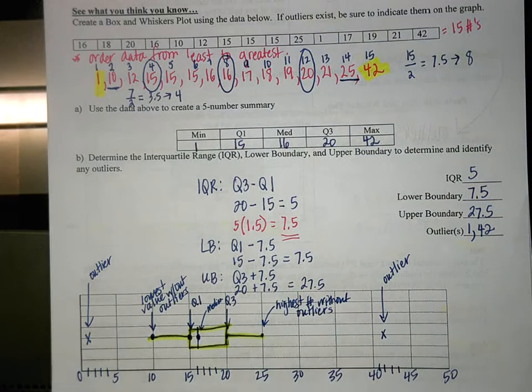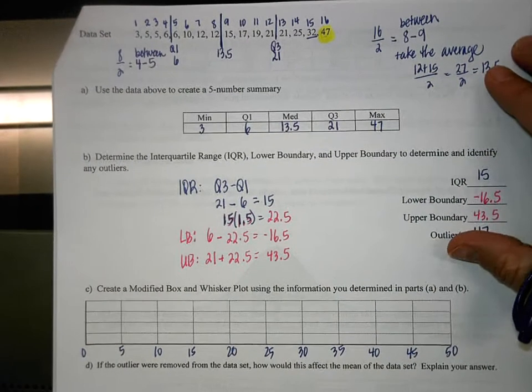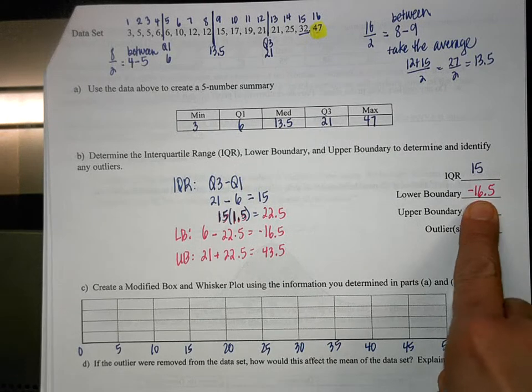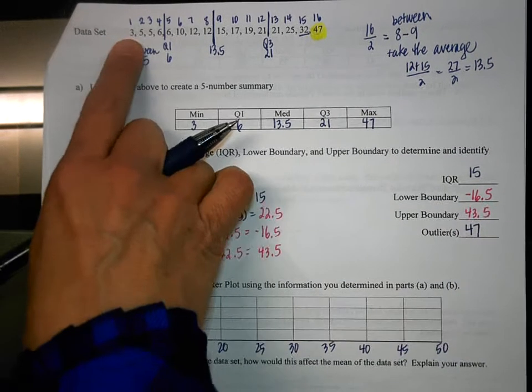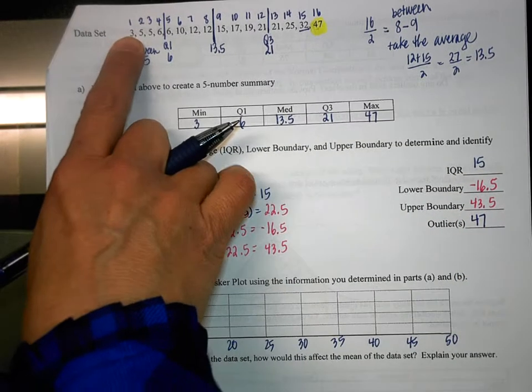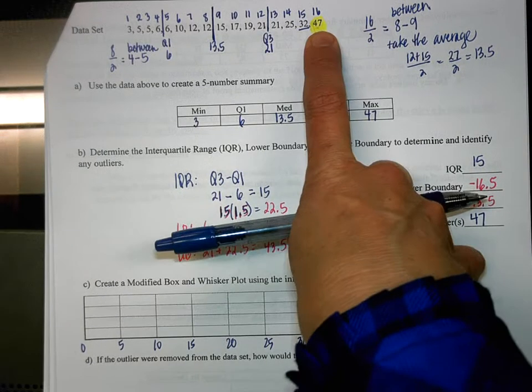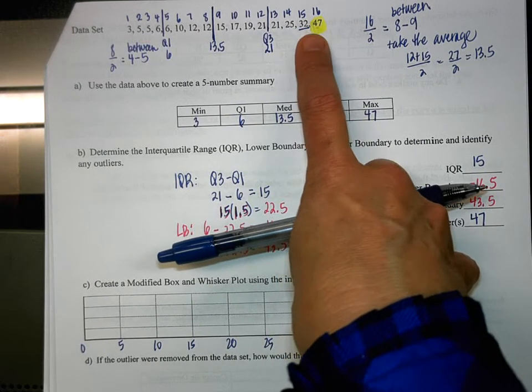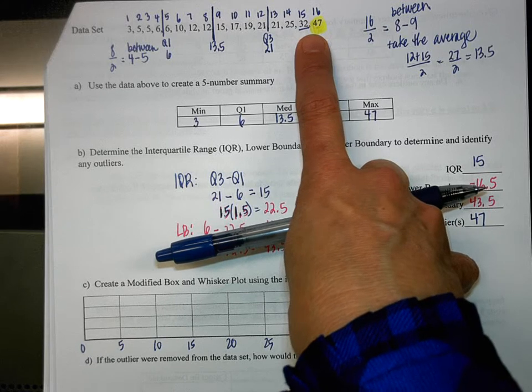Okay? So back to this example, there wasn't any number that was smaller than negative 16.5. So this is still my lowest value, 3. But there was an outlier here, which is why I ended up underlining 32, because on my box and whiskers, that's going to end up being my highest value. Is that better? Yeah, that makes sense.